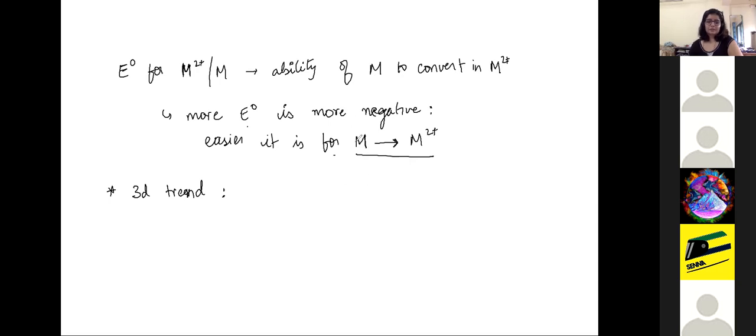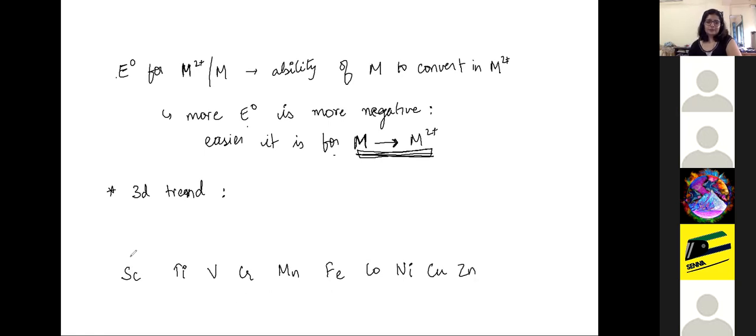If you want to predict the trend of E naught, you'll have to look at how willingly or unwillingly this conversion is going to happen. So let's look at our 3d elements. You've got scandium, titanium, vanadium, chromium, manganese, iron, cobalt, nickel, copper, and zinc.